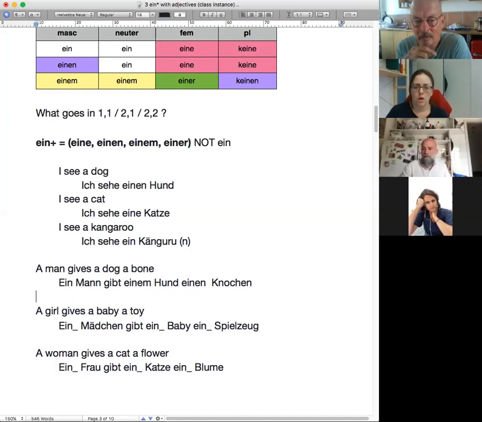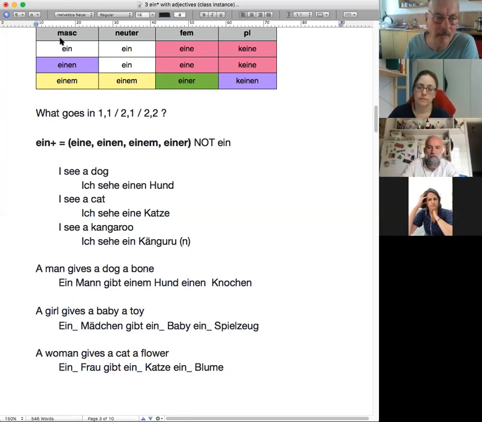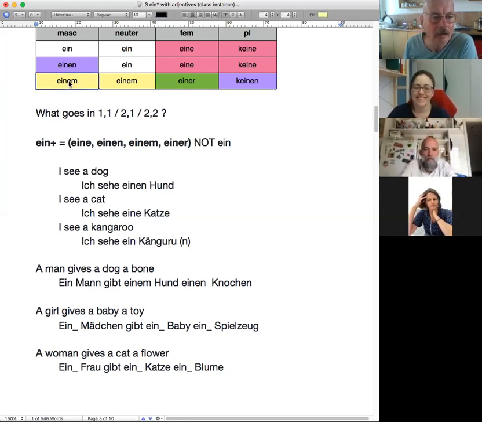So why is it row three, Emily? How would you describe it? The receiver of the object. What object? The bone. So the dog receives the bone. So the man gives what? The bone. To whom? The dog. To whom is what you're supposed to say. Einem. There's an M there. We'll get into that.